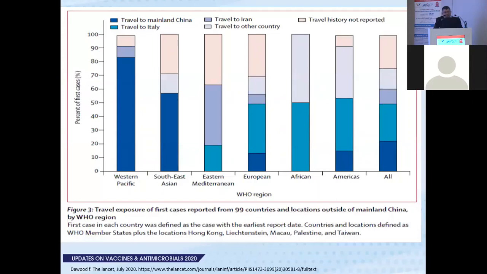If we look at the travel history, in the West Pacific area, most people traveled to China. Then we look at our region, the Eastern Mediterranean countries, people traveled to Italy or to Iran, and the cases initially were mainly from these countries. And we have a small proportion of unreported travel history.